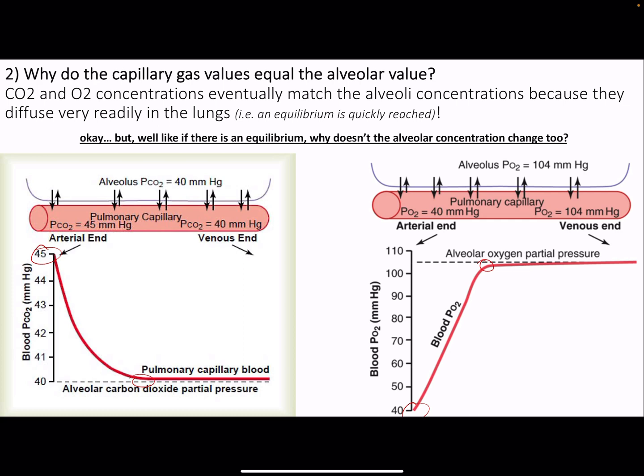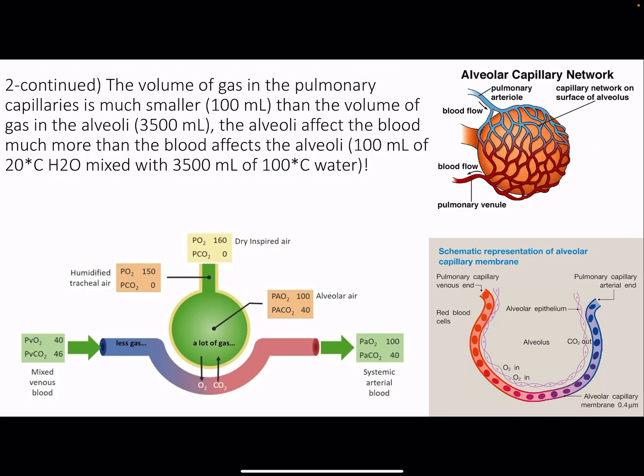That doesn't really answer the question, right? Because we should still say, okay, wait, it's an equilibrium. Well, then why doesn't the alveolar gas meet it halfway, right? Shouldn't that value change? The reason it doesn't is because the amount of gas in a capillary is usually about 100. Or at least, if you take a snapshot in time, the volume of capillary that's wrapped around an alveoli is about 100 milliliters, while the alveoli itself has about 3,500, 3.5 liters of gas.